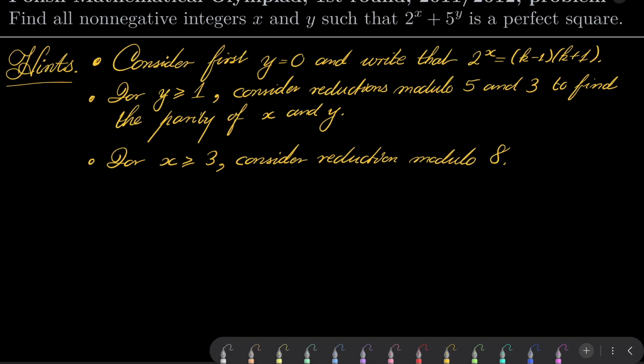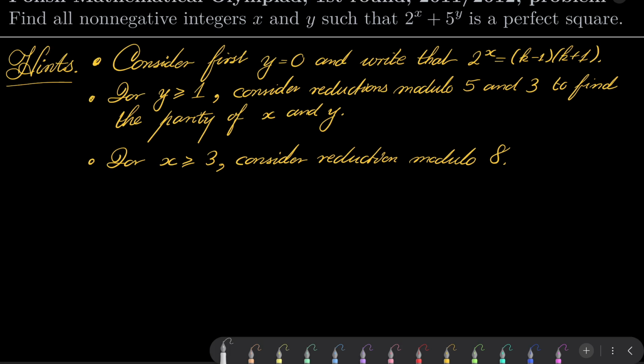First, consider y to be 0 and write that then 2 to the power of x equals k minus 1 times k plus 1 and try to solve this equation. But for y greater than or equal to 1, consider first reduction modulo 5 to find the parity of x, and then consider reduction modulo 3 to find the parity of y.